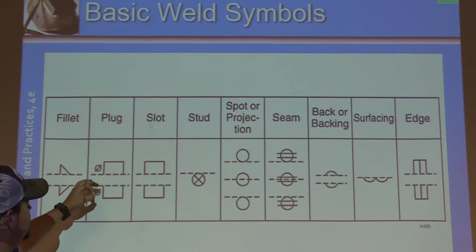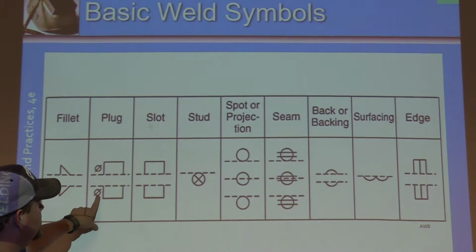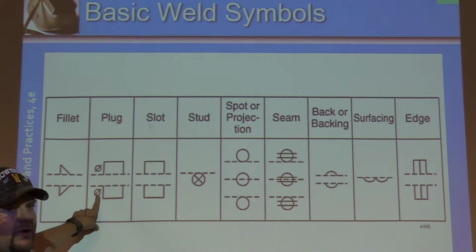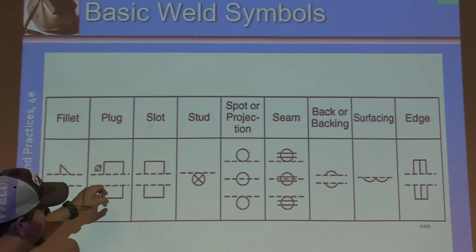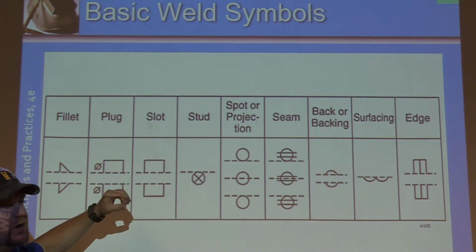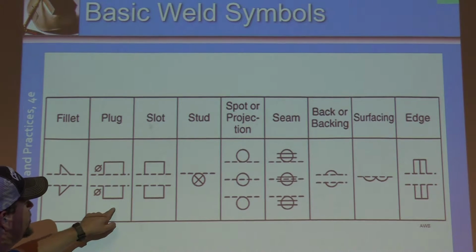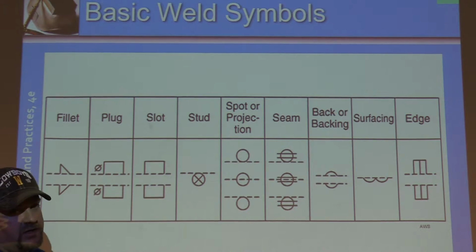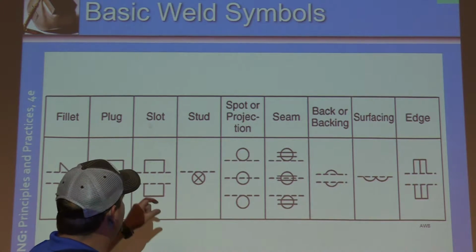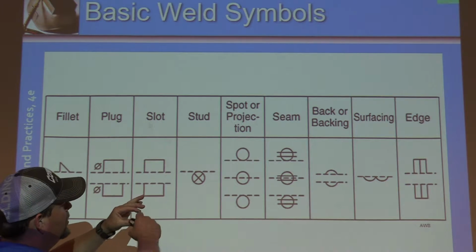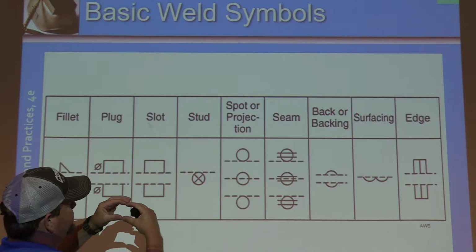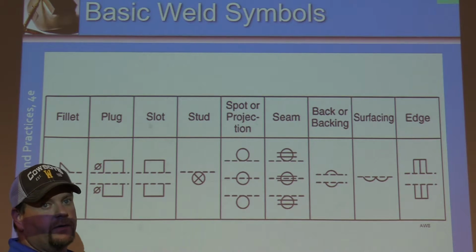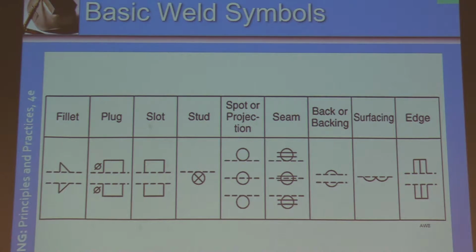Okay? So if there's a circle with a slash through it, on most blueprints, what this means is diameter. So in this case, we know it's a perfectly circular piece. So now it becomes a plug weld. Versus this one has no diameter symbol. It is a slot weld. Okay, so a slot weld might be 1 inch wide by 6 inches long. Okay? Very common in road construction and heavy equipment.